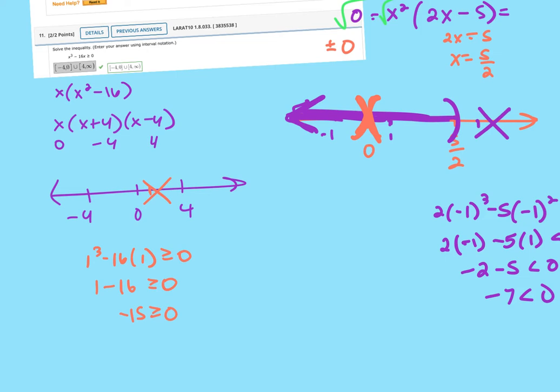So the pattern goes every other one, which means I would shade in between the -4 and the 0 and the greater than 4. If you had the time to check, I would plug in maybe a -1 and maybe a 5 to see what you get, but they would both work. And then the brackets go because it is or equal to this time. So it's bracket -4 to 0, union 4 to +infinity.